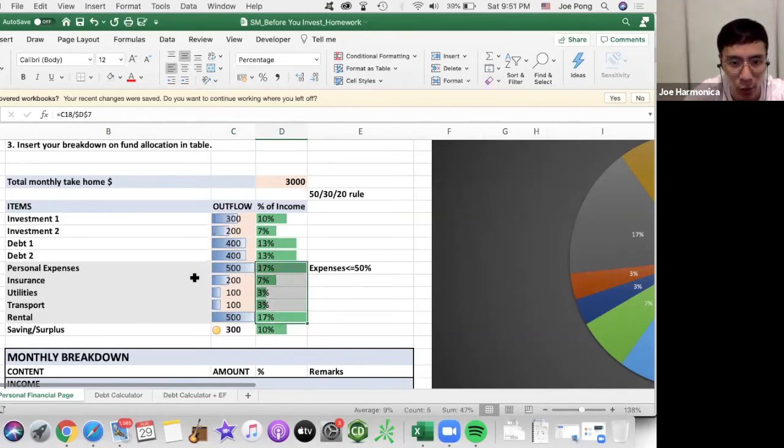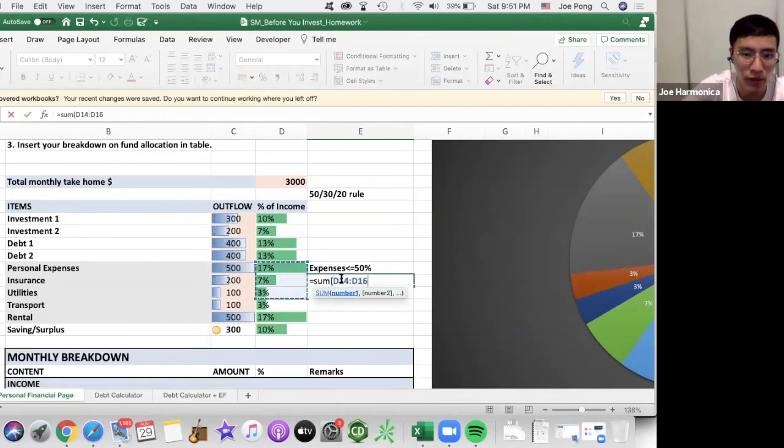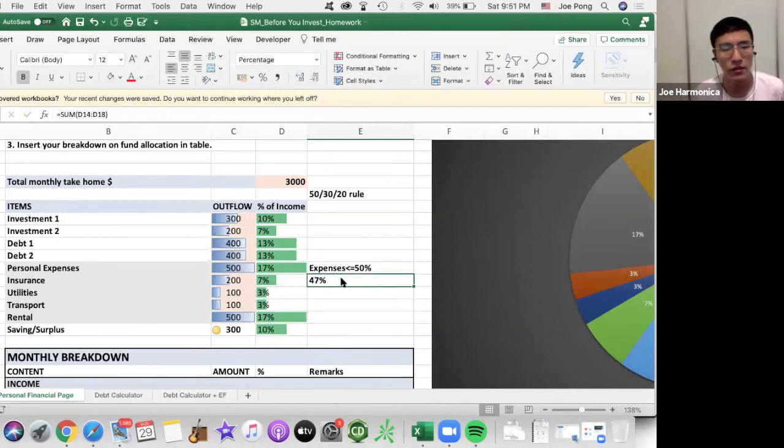So let's see how much I'm spending here. So with the fund I'm allocating here, I'm actually having a sum of 47%. So it's considered good to me. So I'm spending less than 50% of my take-home income, which is quite all right. All right. So that's for expenses.